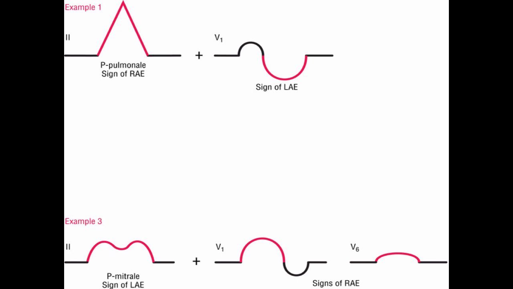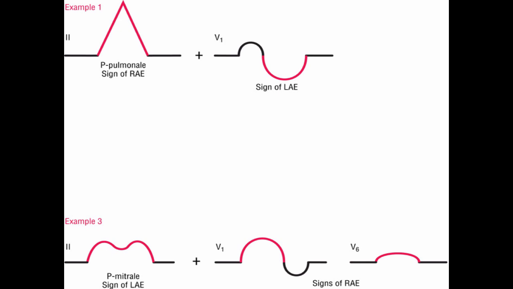So maybe we're looking in our limb leads, and here at the top I see P pulmonale, so a sign of right atrial enlargement, a big peaked tall P wave. Then I go to V1, but I see that it's a biphasic P wave, but the second negative half is larger, bigger, wider than the first half, which is a sign of left atrial enlargement. Well, if I see signs of both, then I have both. I have biatrial enlargement, and that's what we're going to document it as.